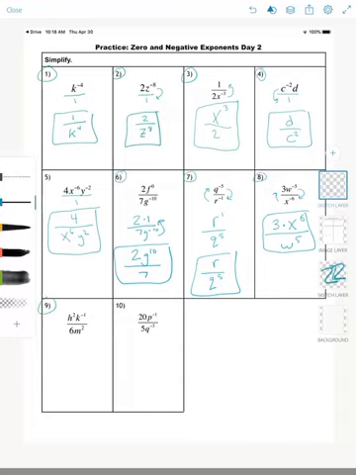Number 9, h squared is happy where it is. K to the negative 1 is going to want to move to the bottom, and everything else is happy where it is. So h squared stays on top, 6 stays where it is, m squared stays where it is, and k to the positive 1, which you could also just write as k.